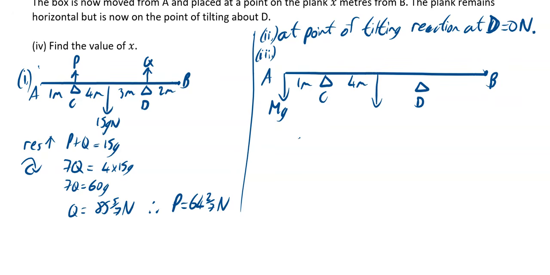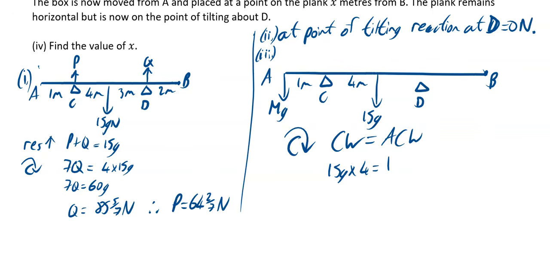To do this question then is very easy. I'm just going to take moments about C, and I'm just going to say clockwise equals anti-clockwise. So taking moments about C, the clockwise is going to be, sorry I forgot to label that, it's 15G. It's 15G times 4. Anti-clockwise will be the mg times 1, so that means 60G is equal to mg. The G's just cancel out, leaving you M is equal to 60 kilograms. Okay, so that's part 3 done.